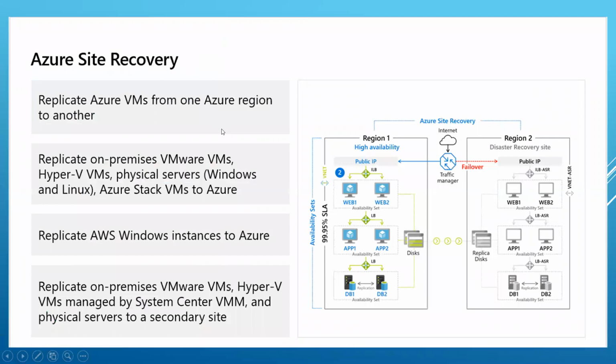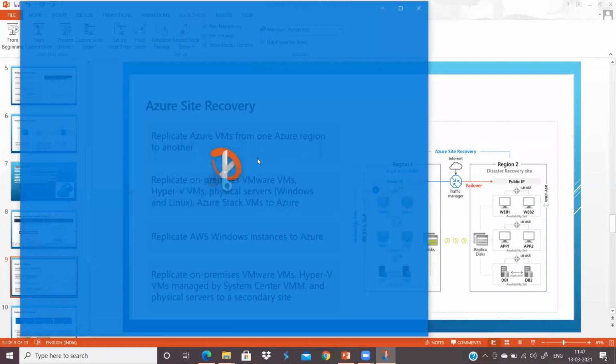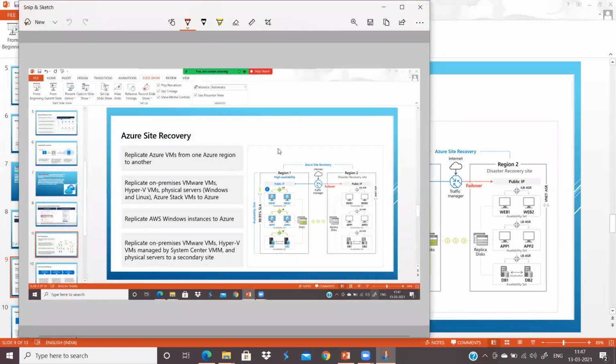Azure Site Recovery we have already discussed. It just replicates an Azure VM from one region to another region, so region one and region two. It continuously backs up these things. You can see that these servers are continuously being backed up to the other region. Okay, so let me explain this now.